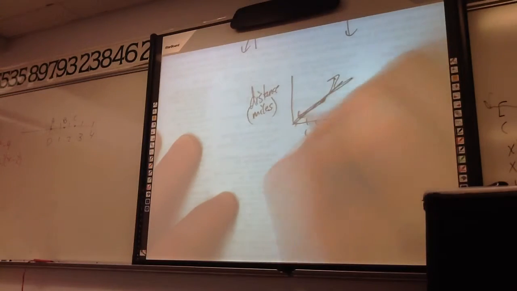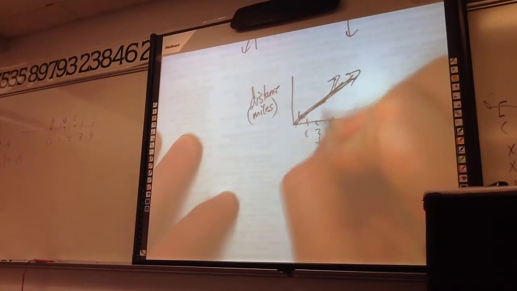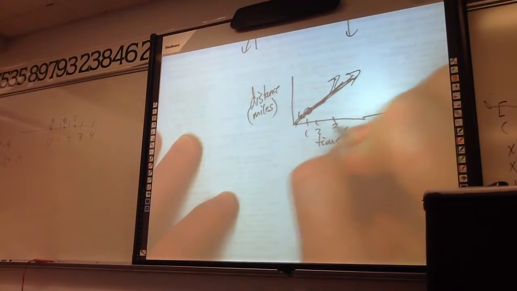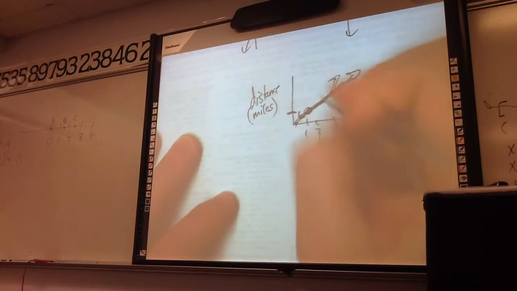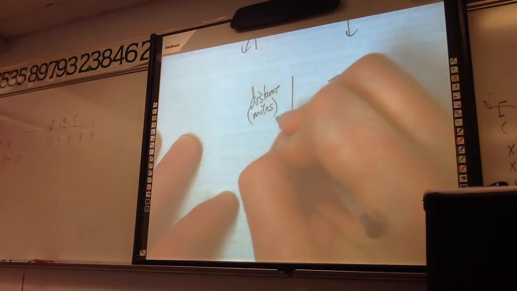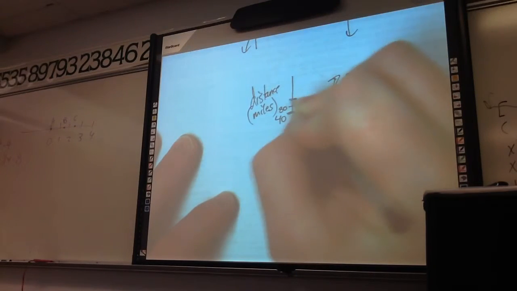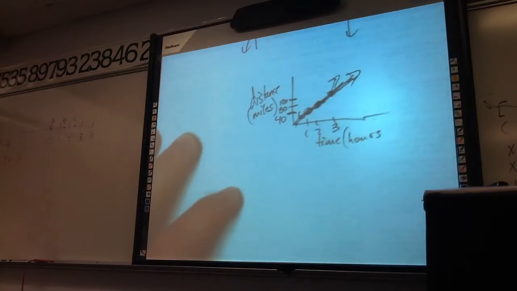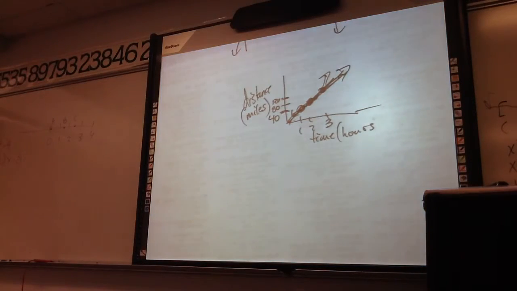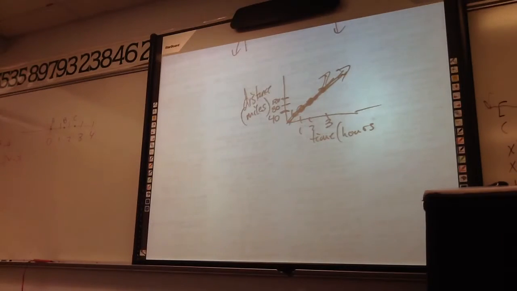okay, let's do a line. If I drew a line and I said, here's 1, 2, 3, here's 40, 80, 120. What's the slope of that line? It's a horrible picture, no? 40? 40. So what are the units of that? Miles per hour. Miles per hour, right?